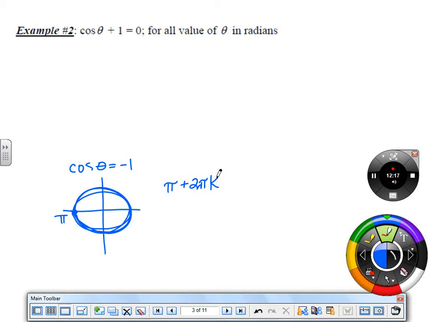But we need it to be whole number times, right? Like 1 time around the circle, 2 times around the circle. Can they go backwards around the circle? Okay, so we don't care if it's negative or positive. We don't care if it's 0, because if it's 0, it will just be this number. But it can't be like a half or anything like that. So what kind of numbers can k be?